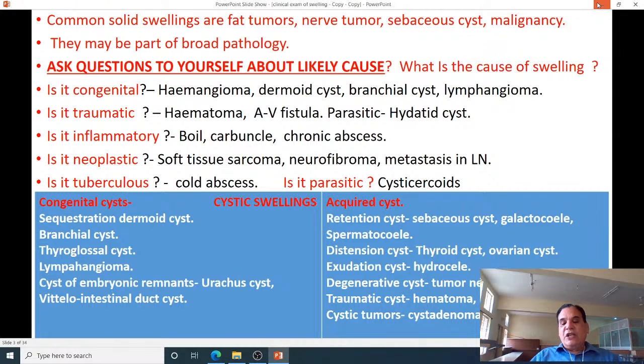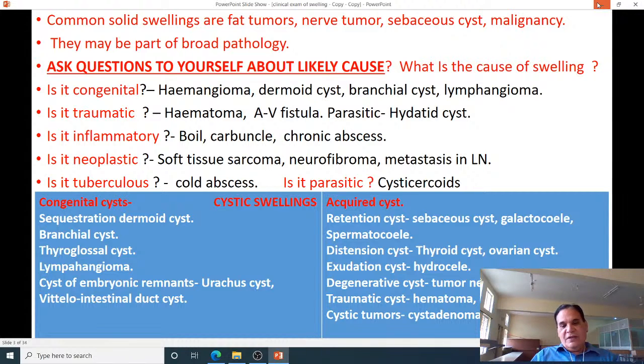Degeneration cyst, the necrosis of a tumor. Traumatic, hematoma. The most common diagnosis in an agricultural worker is implantation dermoid. Any person who is a worker coming with a painful swelling in a finger or toes or in the sole, you always think of implantation dermoid. Very, very common diagnosis. And intra-abdominal cystic tumors in a female, commonest is cystadenoma of ovary, and in an adult alcoholic, pancreatic cyst.